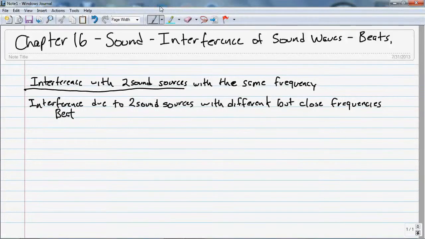The last video we talked about interference with two sound sources of the same frequency. Let's look at interference due to two sound sources with different but close frequencies, and we're going to get into this idea of a beat. So let's look at a demonstration first.